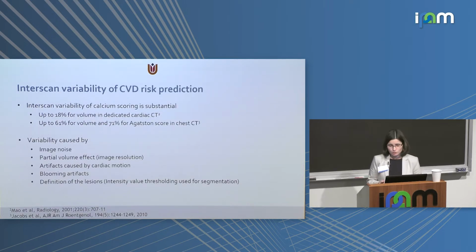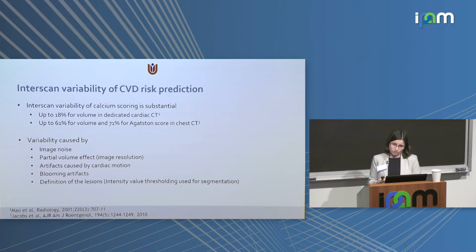In the case of calcium scoring, the problem is that interscan variability is very substantial. In dedicated scans, it has been reported that the volume difference can be up to 18%, and in non-dedicated scans that I have just showed from the lung cancer screening, the volume difference can be up to 61%. And this is hard to ignore, because this means that the patient can have a scan today and tomorrow, and the treatment recommendation may be quite different.